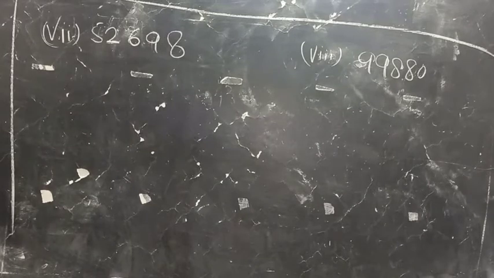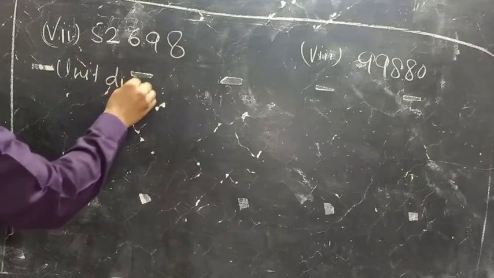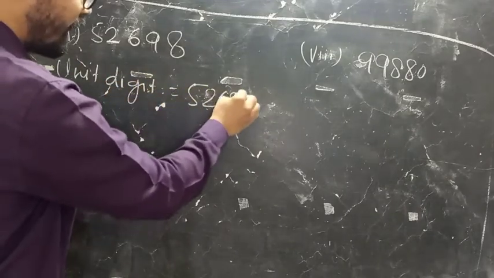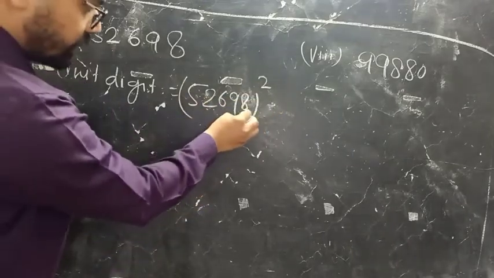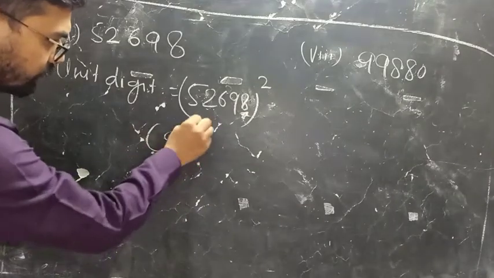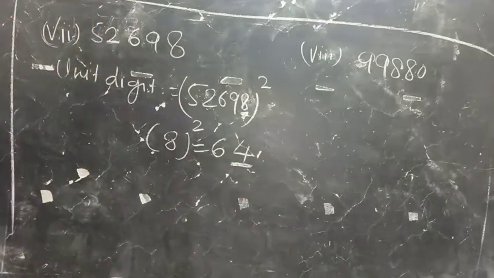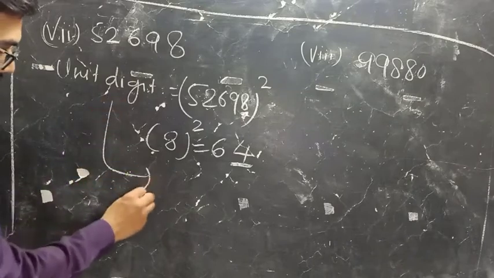Now, the unit digit of the square of 52698. What is the unit digit? Here it is 8. So the square of 8 is equal to 64. So 4 is your answer. So the unit digit of the square of 52698 is 4. So the answer is 4.